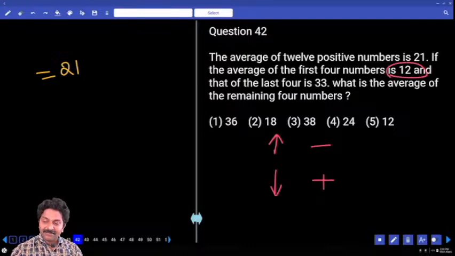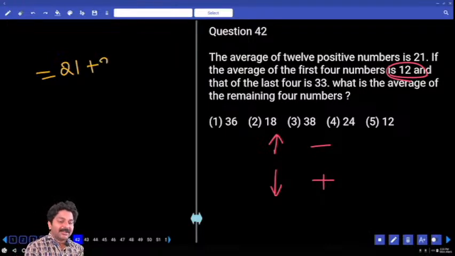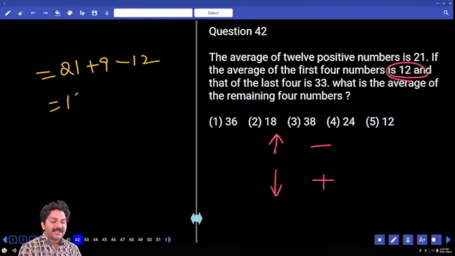Average of first 4 numbers is 12. Which is how much less than actual average? 9. So reverse effect in the sense we have to add 9 here. Right. Next. Average of last 4 numbers is 33. Which is how much more than actual average? 12 more. Reverse effect we have to subtract 12. 30 minus 12, 18 final answer. Done.